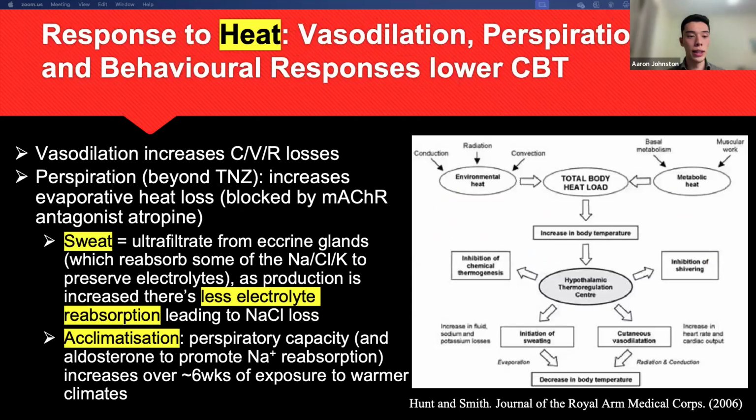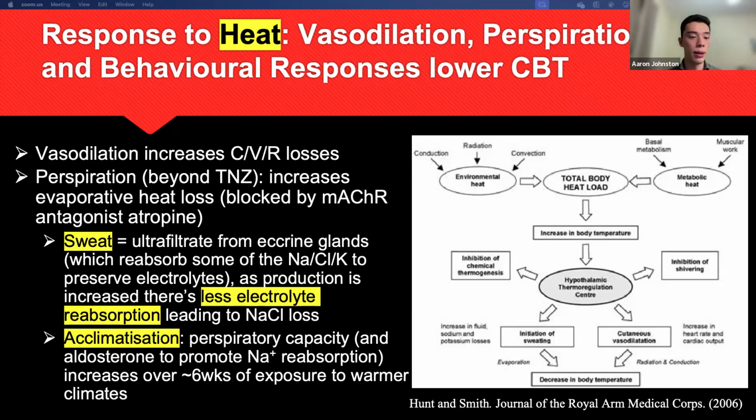So, response to heat outside of the thermoneutral zone then. Sweat is an ultrafiltrate produced by the eccrine glands. As our production is increased, there's less time for the reabsorption of some of these electrolytes. So this can lead to excessive loss of important electrolytes, and we need to replenish these if we're sweating a lot. There's also acclimatization. So that's the acute response outside the thermoneutral zone.